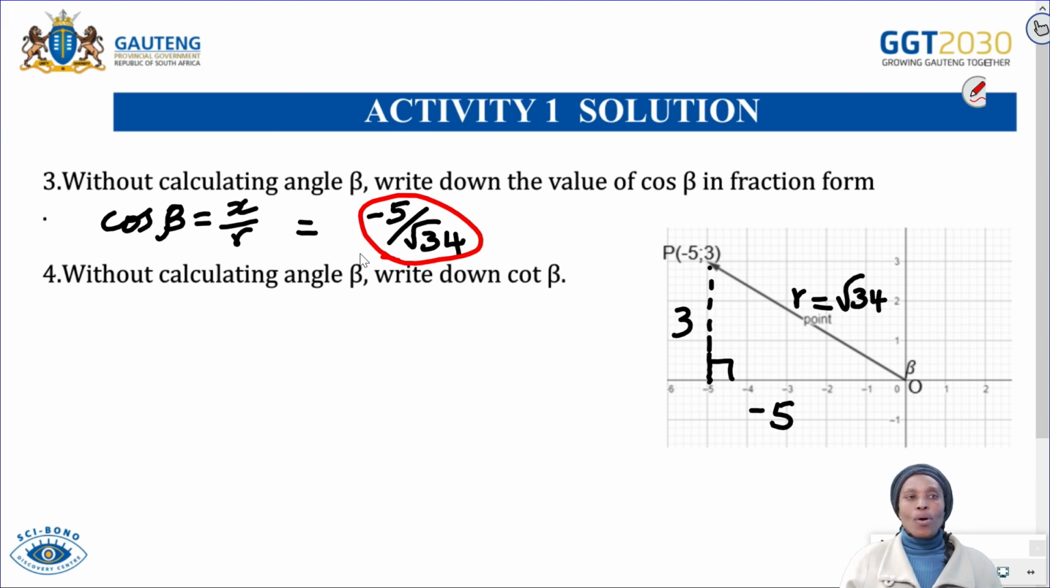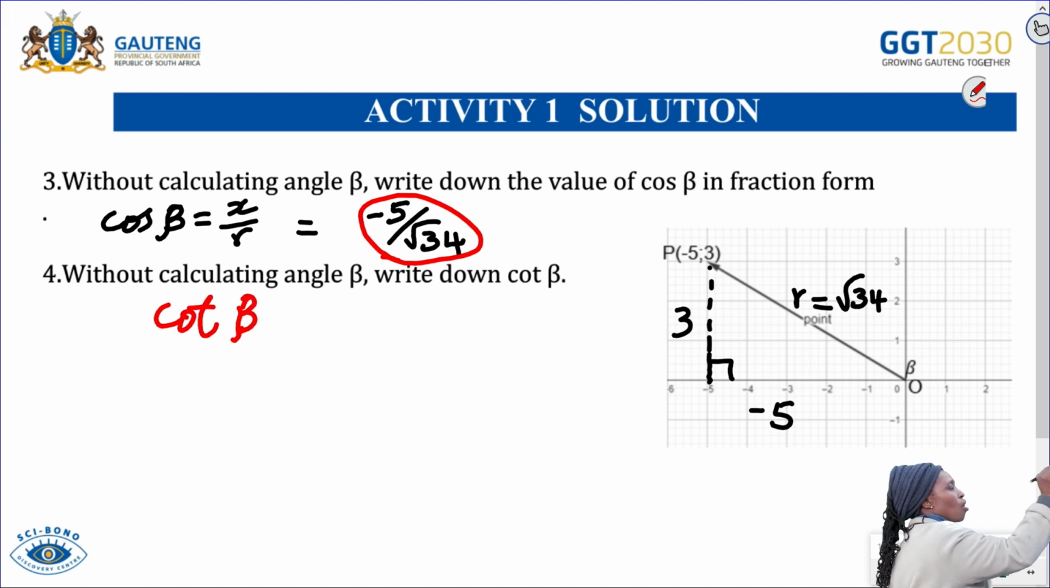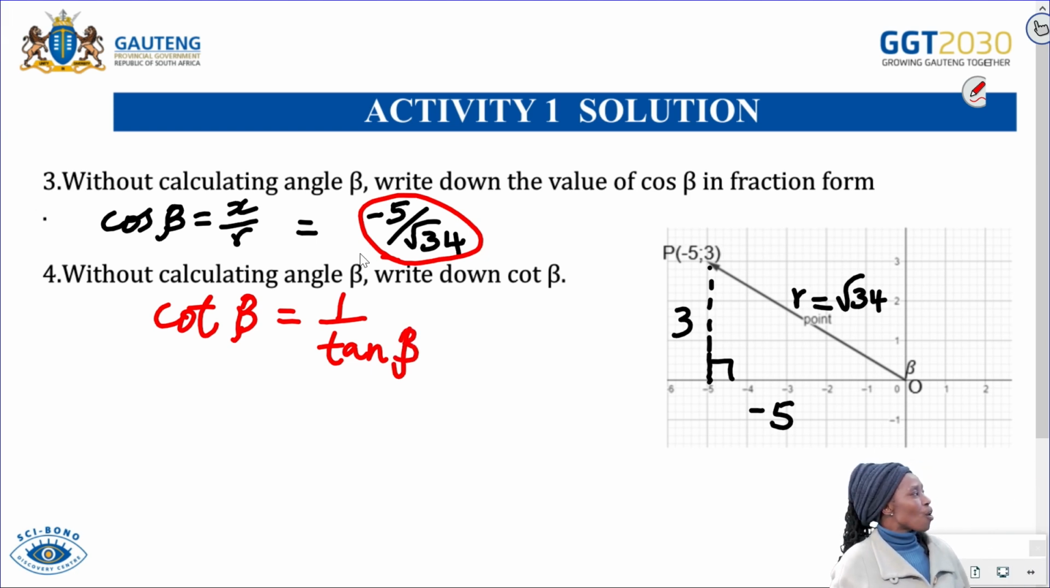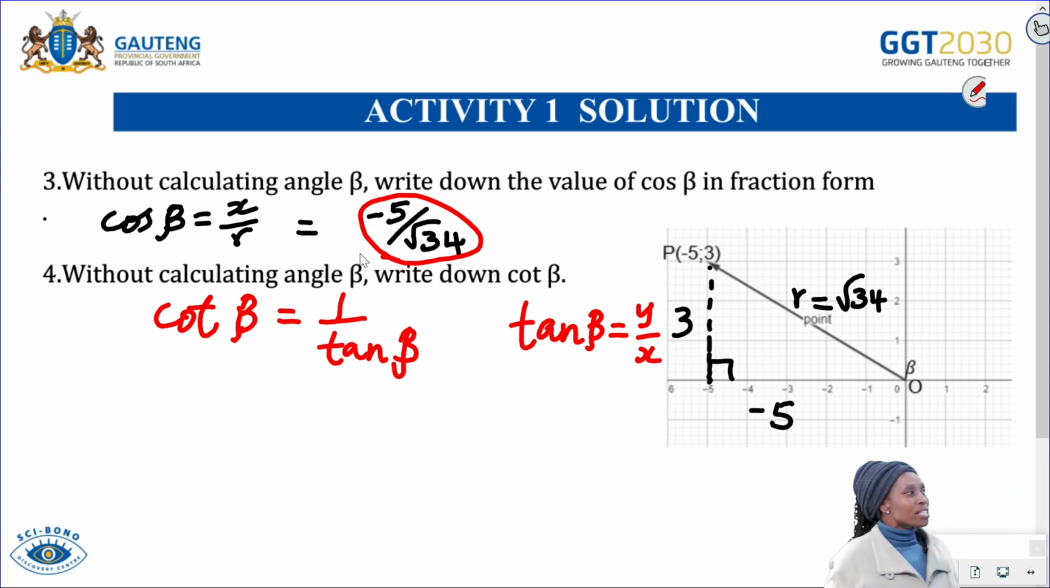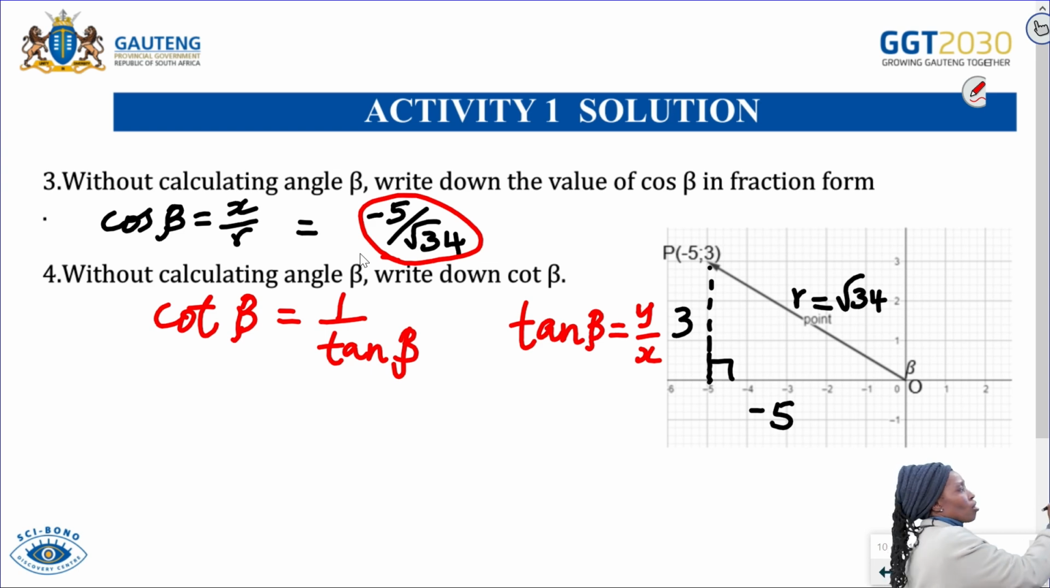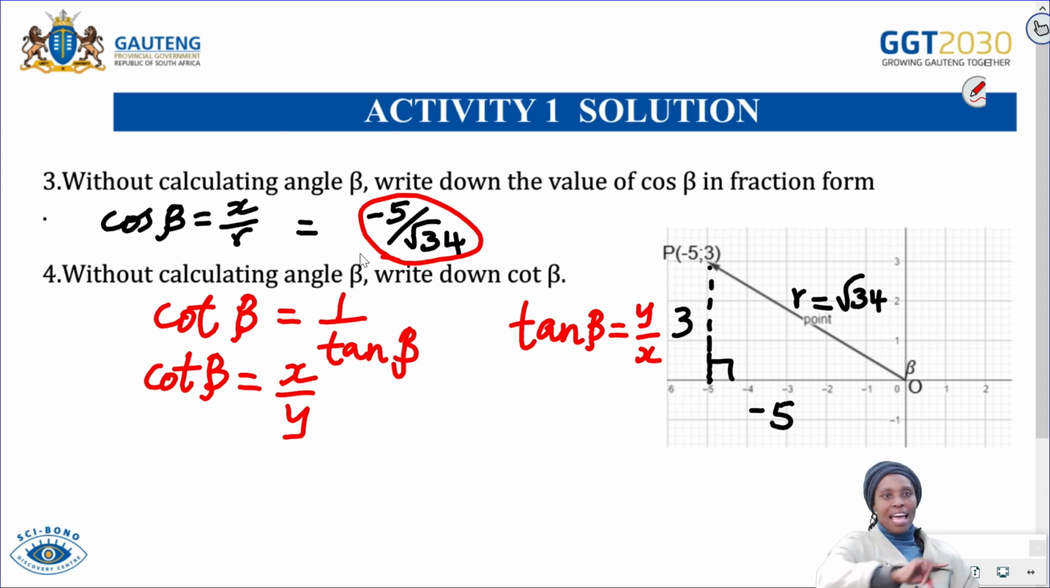Let's move on to question 4. Without calculating angle beta, write down cot beta. Remember I said cot is the reciprocal of what? Of tan. Cot beta is 1 over tan beta. You know tan beta is y over x, which means cot beta is going to be x over y, because I am swapping that. It is the inverse or the reciprocal of tan. So cot beta will be x over y.